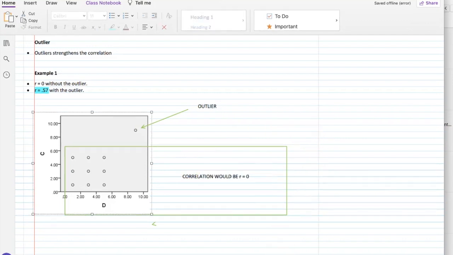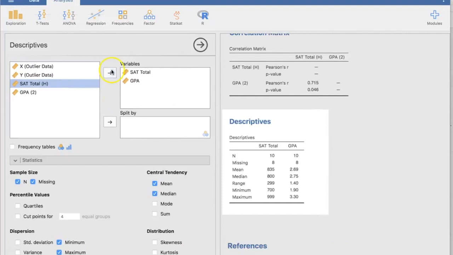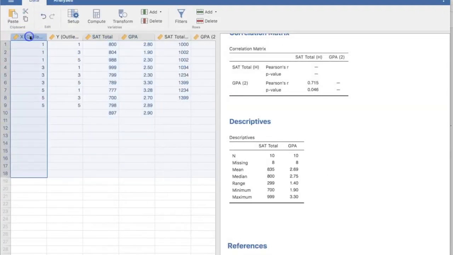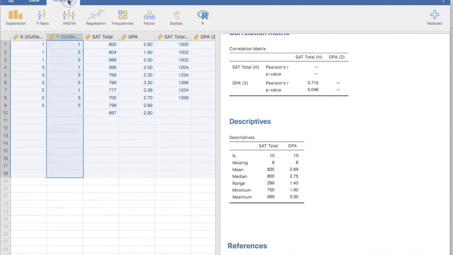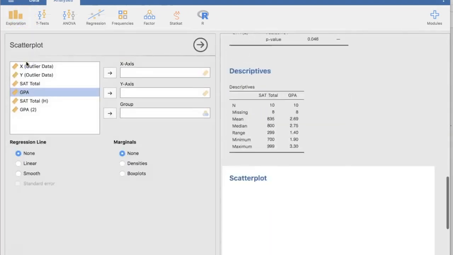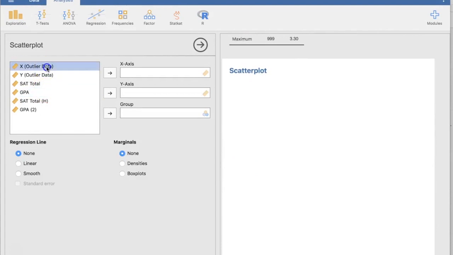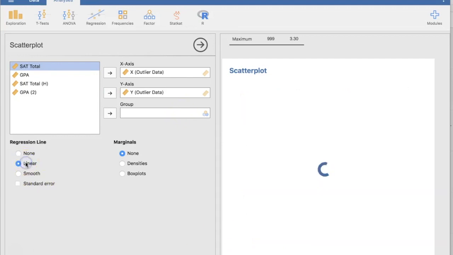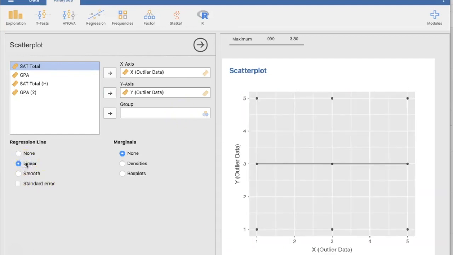So let's go to Jamovi and let's see if this is going to happen with the data that I made up. So for this, I'm going to use X outlier example, Y outlier example. I'm going to start with the scatter plot because I like scatter plots. Analysis, scatter plot, X outlier into the X, Y outlier into the Y. So you can see it's just the same dots. Let's try to fit a line here. Okay, that's not helpful.